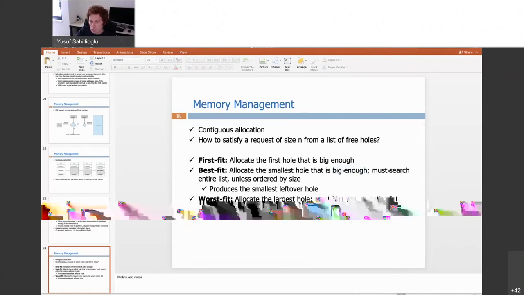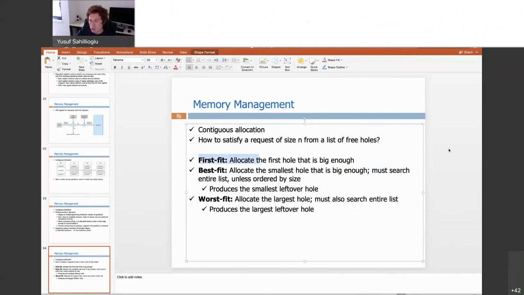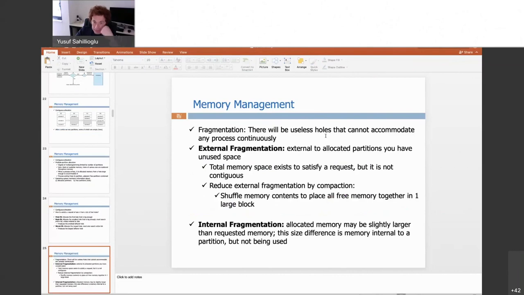So you need to search the entire list here. Again, search the entire list. Even in the first fit, you need to search the entire list of partitions. And there will be useless holes that cannot accommodate any process continuously. Yes, as we discussed frequently.